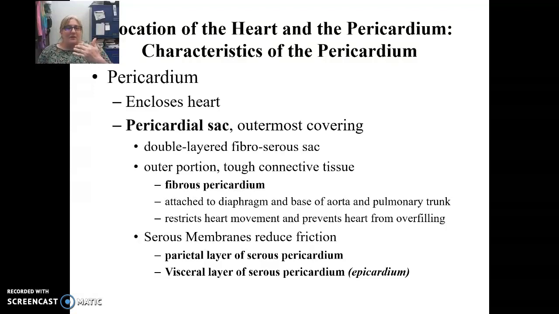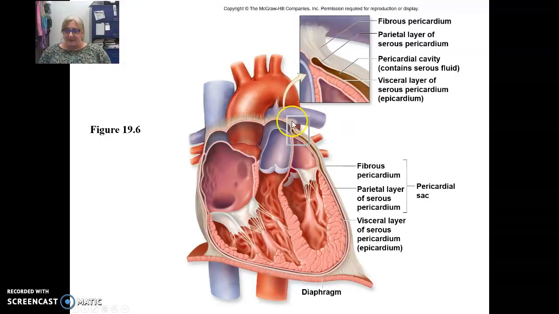The visceral covers the organ, and the parietal covers the cavity, PC. So PC, cavity, VO, organ. Here you can see everything.